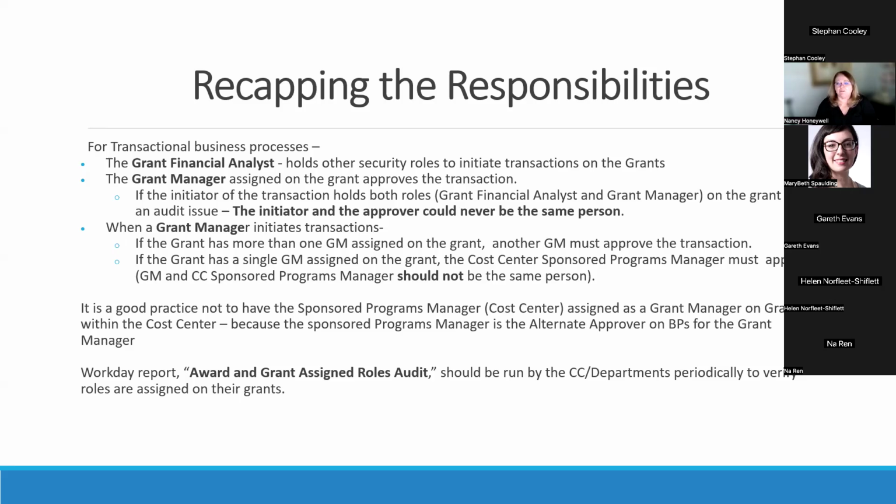When they initiate transactions, if there's only one grant manager, the BPs will automatically go over to the alternate approver, and that would be the sponsored programs manager at the cost center. If that's the same person, again, we have an issue. That's an audit issue, and we have to figure out who to assign it to.